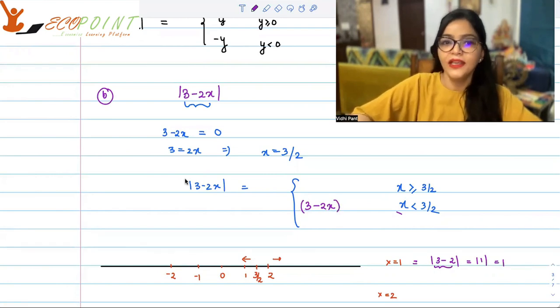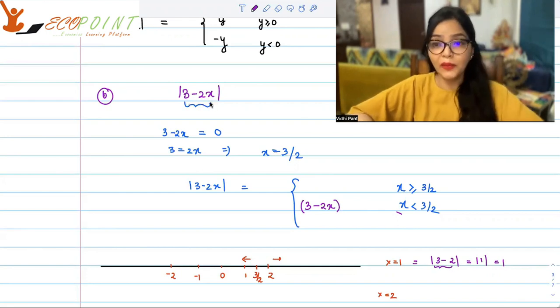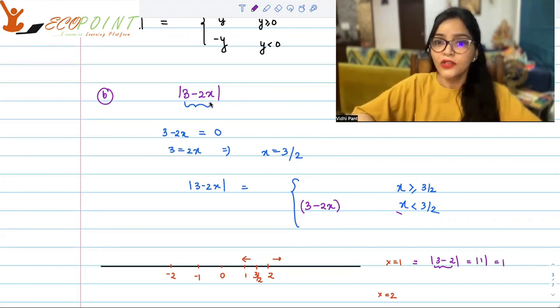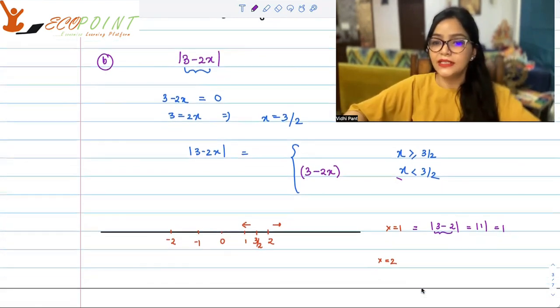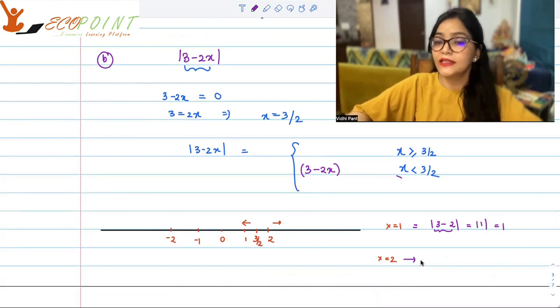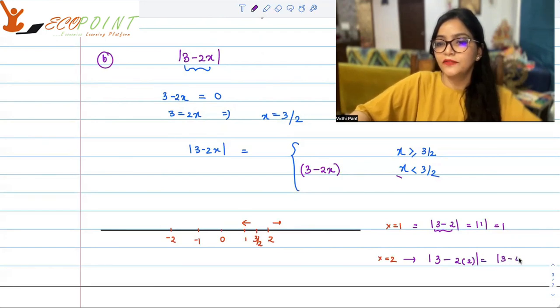Now, this time, the same thing is coming out when x is less than 3 by 2. Why is that happening? Because notice you have 3 minus 2x. With the variable x, you have a negative sign. So everything opposite is happening. Now, when x is greater than 3 by 2, let's take the example that x is equal to 2. When x is equal to 2, you will have 3 minus 2 into 2. And that gives you mod of 3 minus 4. That's mod of minus 1, which is 1.